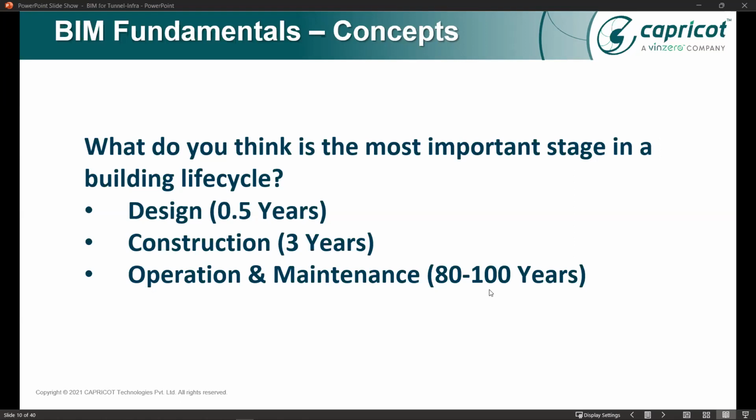So basically, for a client, the cost saving lies in the operation and maintenance stage. Whatever he spends on design and construction would directly affect the operation and maintenance stage. For example, if that person tries to save some money in the design stage or the construction stage, that directly affects operation and maintenance, because operation and maintenance is the longest stage, and that is why BIM comes in handy here.